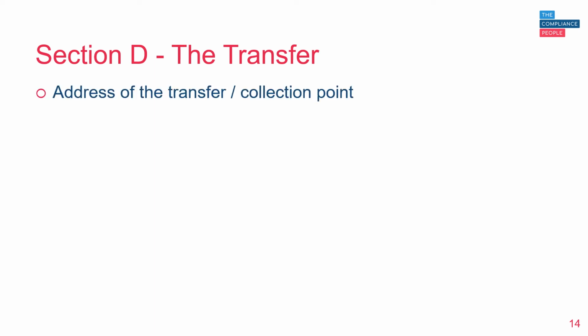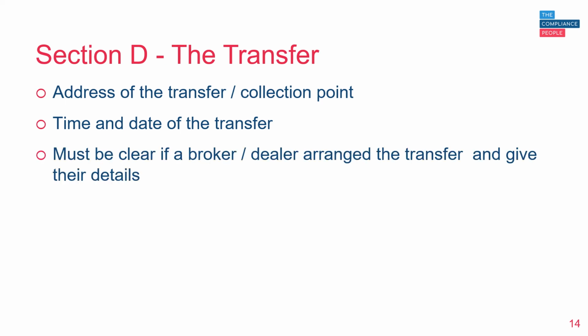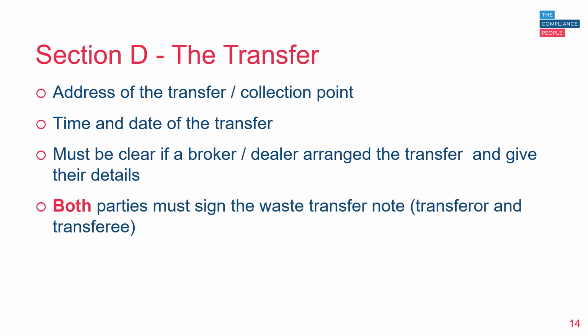So now we move on to the final section of the waste transfer note, section D, and this is all about the actual transfer of the waste. In this section, we need to have the address of the actual transfer or collection point, so where the waste is being collected from, and the time and date of the transfer. It needs to be made clear in this section if it's a broker or dealer that has arranged the transfer of the waste, and if so, to give their details. Both parties must sign the waste transfer note, so that's the transferor and the transferee: the person collecting the waste, and the waste producer or holder of the waste where it's being collected from.